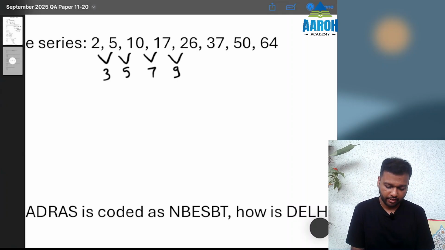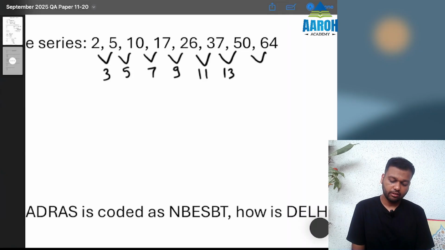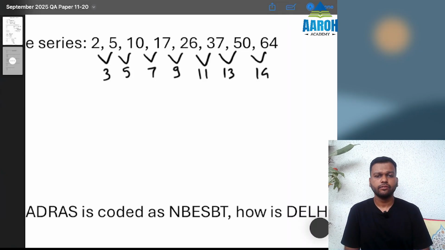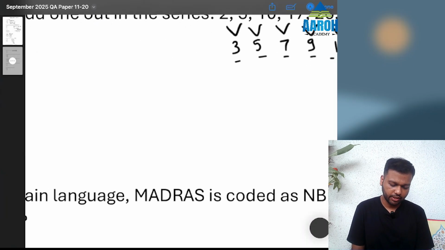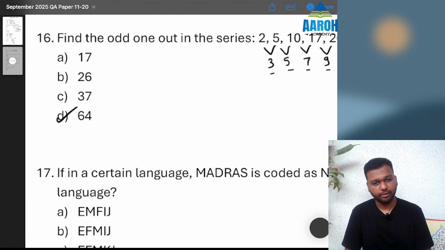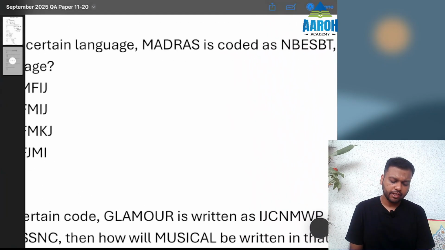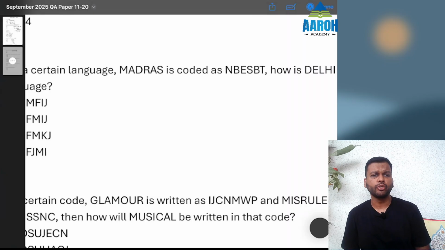So there is a pattern, right? 37 minus 26 is 11. 37 and 50 difference is 13. This is 14, right? So this should not have been 14 because 3, 5, 7, 9, it is all odd numbers consecutively. So this is wrong. 64 is the odd one out. Option D. If in a certain language, I guess this is module question only, right?